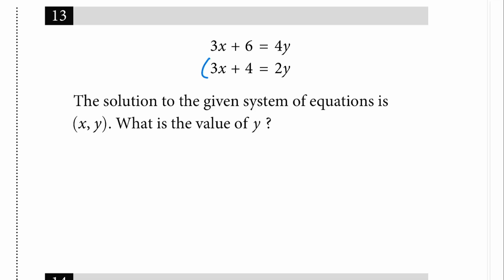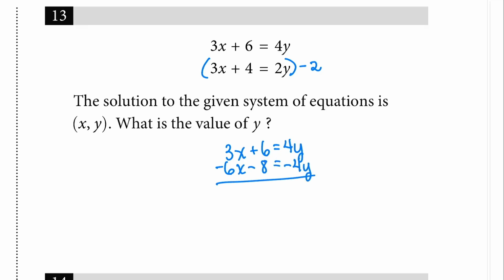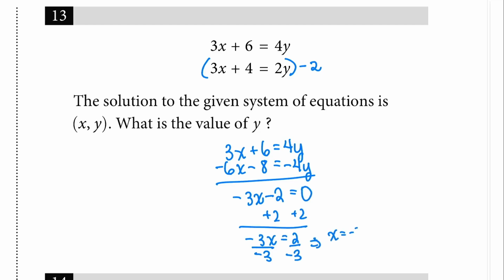I'm going to go ahead and solve it by elimination by multiplying the second equation by 2. So 3x plus 6 equals 4y. Negative 6x minus 8 equals negative 4y. So we're going to get negative 3x minus 2 equals 0. So when we add over 2 and divide, we're going to get x equals negative 2/3.